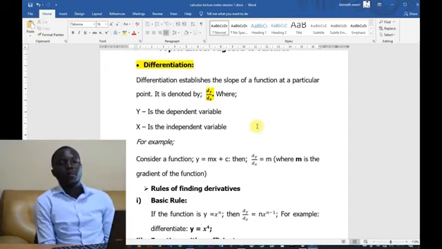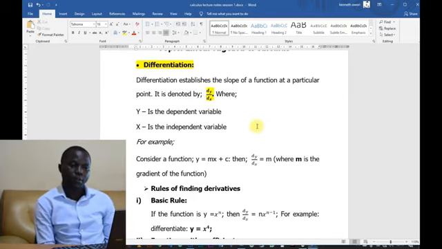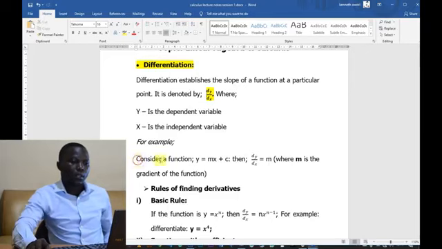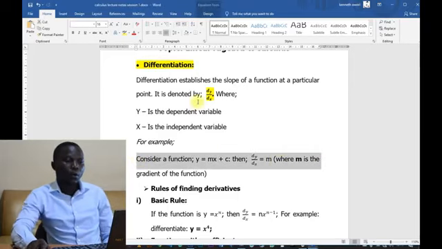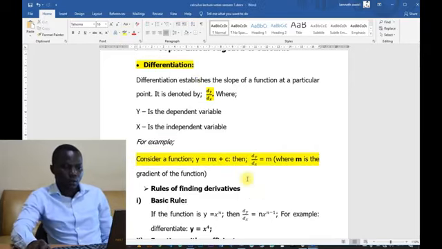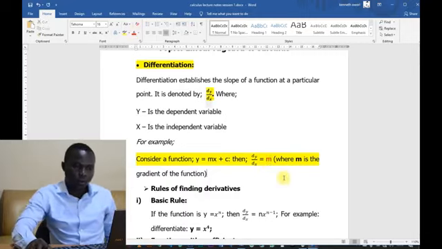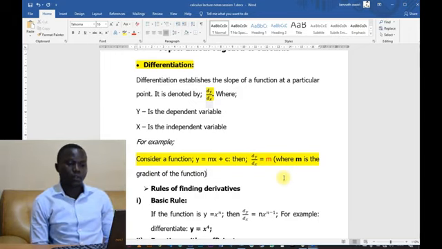So differentiation establishes a slope of any particular function. So the derivative of any function results into slope. Consider a function y equals mx plus c. So you find that when you differentiate, we normally end up with m, which m we consider to be the gradient or the slope of that function.